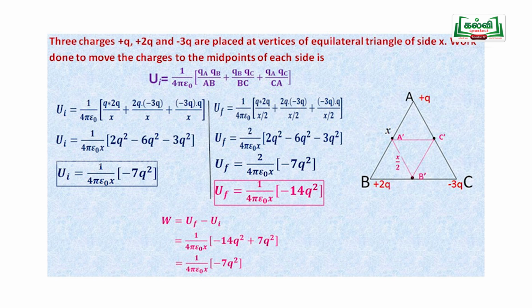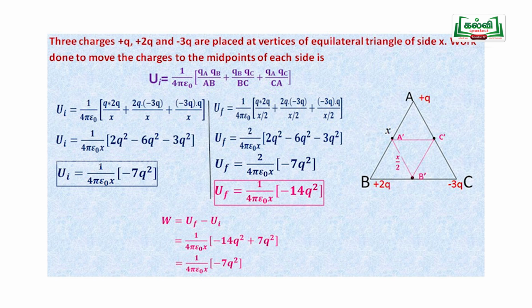So, I can get 1 by 4 pi epsilon naught into this charge Q into 2Q by distance plus this charge 2Q into minus 3Q by this distance plus minus Q into Q by this distance. So, if you solve, you can get it as 1 by 4 pi epsilon naught into minus 7 Q squared.